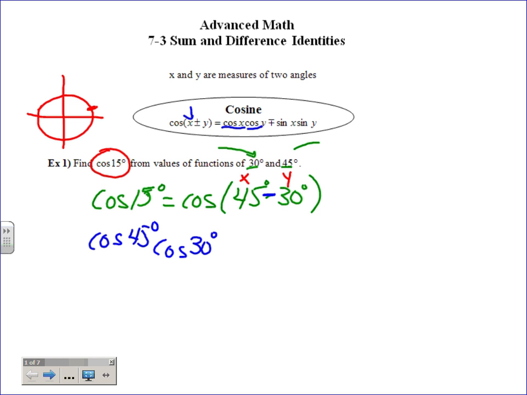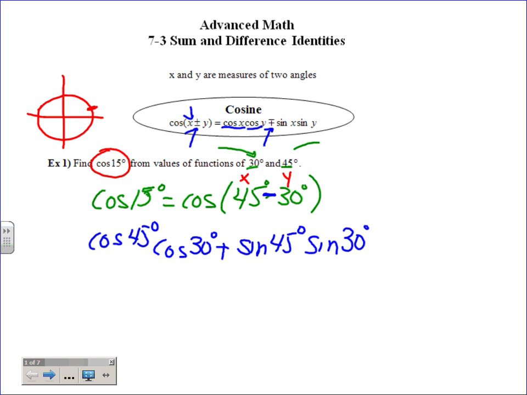I have a minus right here, and a minus turns into a plus. So plus, and then it says take sine of the first one. So sine of 45 degrees, and sine of the second one. So sine of 30 degrees. So what we've done is we've changed a cosine of 15 degrees, because that is not one of them that you've memorized, or hopefully memorized on your unit circle. This is one that we had to get to other ways.